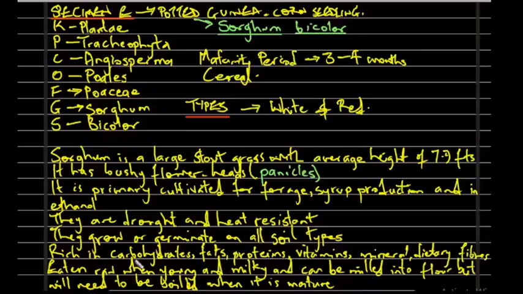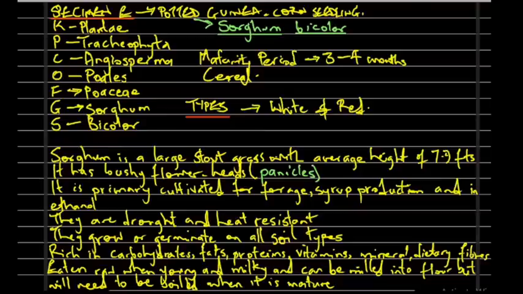Now it is very rich in carbohydrates, fat, protein, vitamins and the rest of those. It has a high amount of minerals and dietary fiber. It could be eaten raw when it is young, and then it gives a milky feeling, and can also be milled into flour, but you will need to boil it when it is mature, to be able to get the nutrients out of this particular crop, which is the Sorghum bicolor. That is the Guinea corn. So that is what we want to talk about, the Guinea corn.